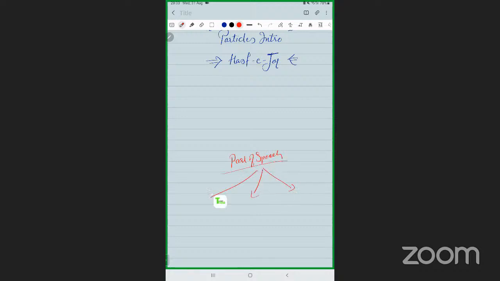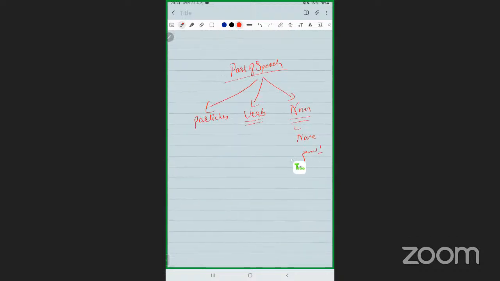Only 3 parts of speech are there: noun, verb, and particles. Noun means name, ism: your name, my name, a city's name, a place name, the name of anything, even the name of the action, the name of the doer of the action, and the name of the receiver of the action.